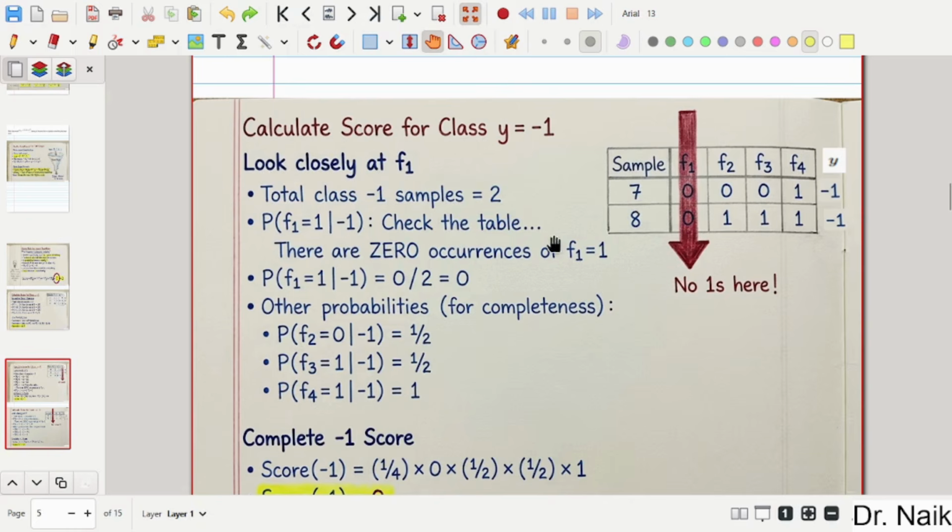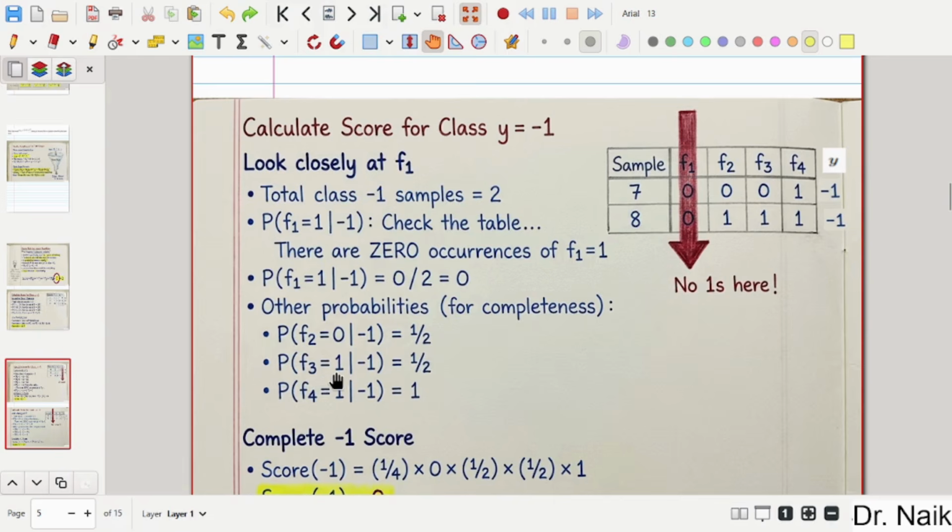Therefore, the total number of the class is 2. Now check the probability of F1 equal to 1 given minus 1. F1 never occurs in the class, therefore its probability is 0 by 2, that means 0. Other probability is the probability of F2 equal to 0 given minus 1, which is 1 by 2, because 0 occurs only in the 7 samples. So it is 1 by 2.